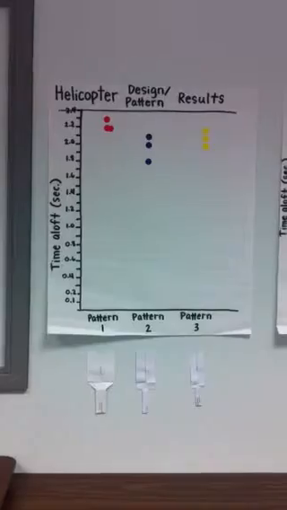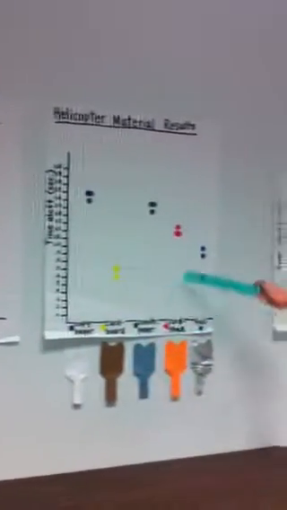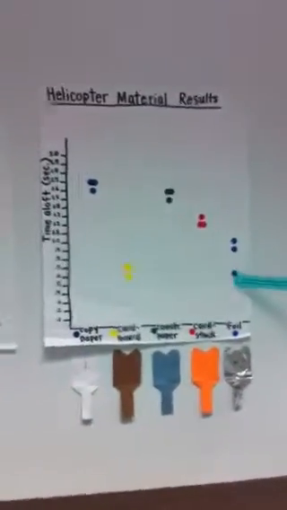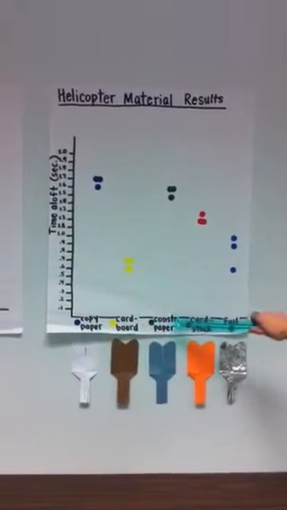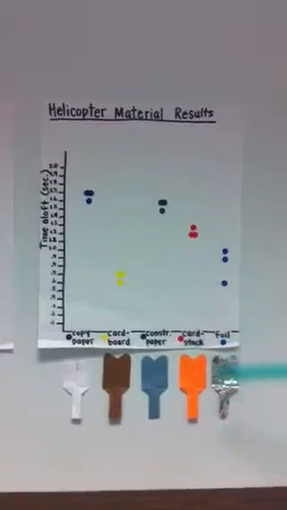This was what caused us to select pattern 1 with the wider curved blades as our choice of helicopter design. Following that, when we went to our helicopter material results, this shows each data point for our copy paper, cardboard, construction paper, cardstock, and foil.